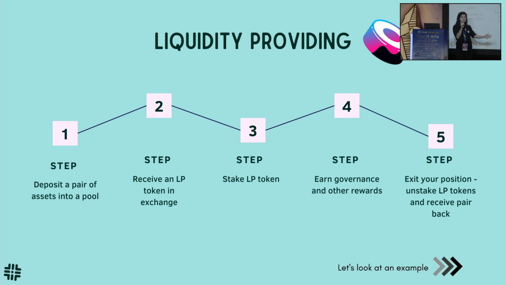Now, step 3, because I'm a degen, I want to earn more rewards. I'm going to stake my LP token, and that's going to accrue some rewards. Maybe it's a governance token. Basically, I'm earning more tokens. And then step 5, I'm done with this. I want to unwind. I want to exit my position. I'm going to unstake my LP token and receive my original pair back. But let's take a look at an example.